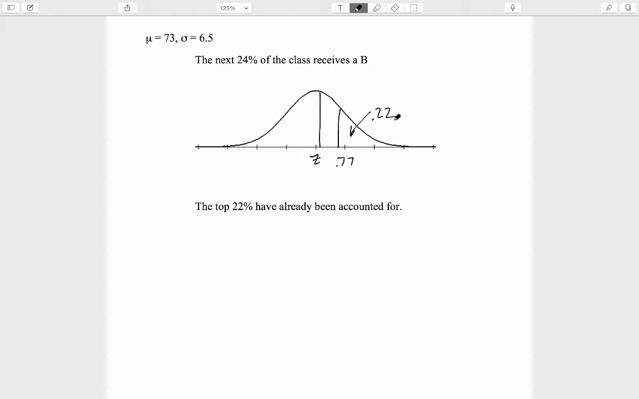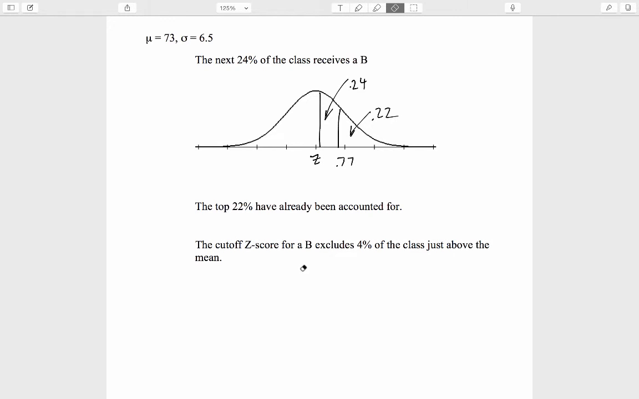Now the top 22% have already been accounted for. The next 24% down are in a region from the cutoff for an A moving downwards and ending at some score Z, some number of standard deviations Z that is still above the mean. How do I know that this Z, this lower cutoff for a B, is above the mean? Because the A's, together with the B's, account for 46% of the class. That's still a little bit less than half the class. So the cutoff for a B is going to be a little bit above the mean.